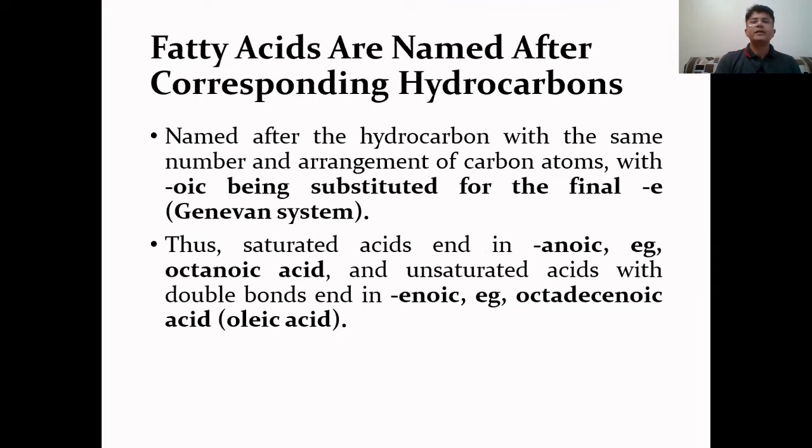So fatty acids are named after the corresponding hydrocarbons. In the name of the hydrocarbon, the name ends with E. These are the normal alkanes. Now, in the case of a fatty acid, the ending is replaced by OIC. Instead of the name ending in E, the name ends in oic. So if the corresponding alkane is octane, the saturated fatty acid is referred to as octanoic acid. In the case of saturated acids, anoic acid is the suffix, whereas in the case of unsaturated fatty acids, the suffix is enoic acid. For example, octadecanoic acid is the unsaturated fatty acid, which is also referred to as oleic acid.